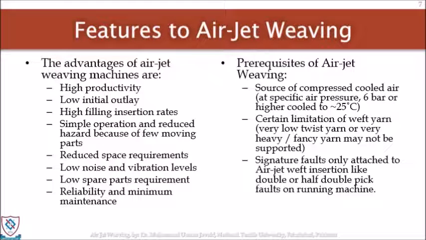We cannot process all types of wefts on air jet weaving. There are some limitations on the weft that can be processed on air jet machines. Yarn that has very low twist, such as spun yarn, can be difficult to insert because it can untwist and its parts can break away, causing inconsistent weft insertion, or it will have problems in weft insertion. Also, we cannot use very heavy or special types of yarns, as the weight of those yarns must be carried to the other side of the machine.